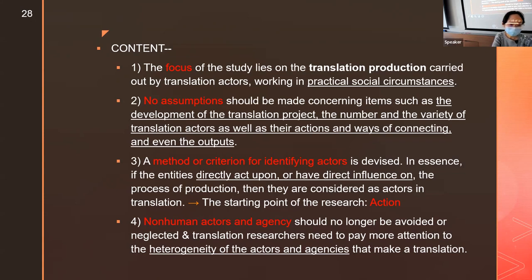And lastly is that non-human actors and agencies should no longer be avoided or neglected. And translation researchers need to pay more attention to the heterogeneity of the actors and agencies that make a translation. I think non-human actors and agencies should be studied as translation actors. They should be studied as translation actors and discussed in the same terms and in an equal way to human actors, just like ANT theorists who emphasize the heterogeneity of elements that make the society, and translation researchers need also to pay more attention to the heterogeneity of translation actors.